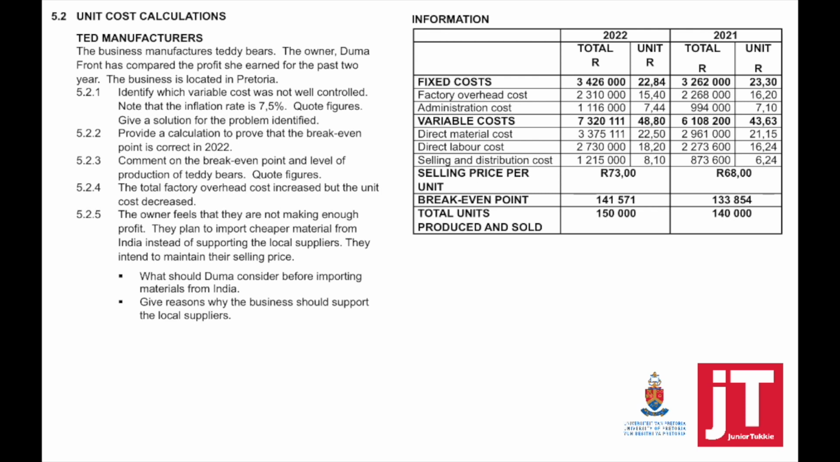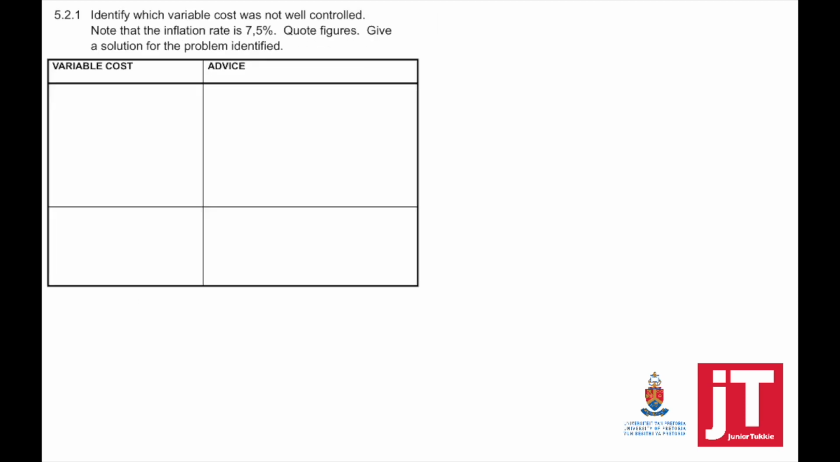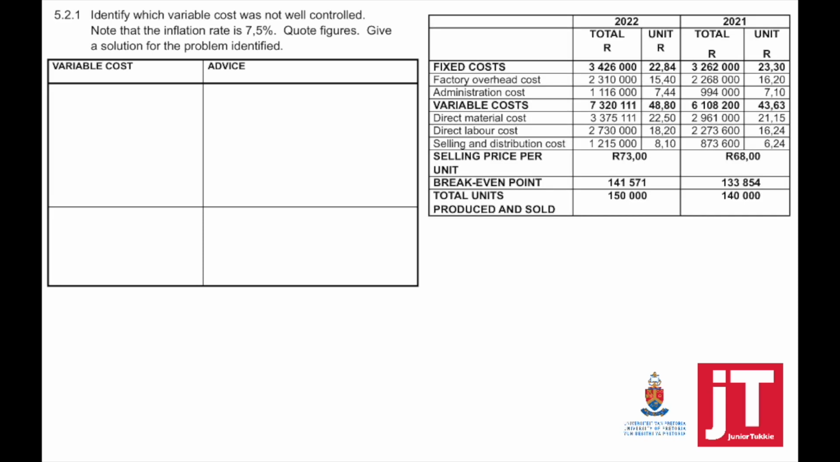And then number 5.2.5, the owner feels that they're not making enough profit. They plan to import cheaper material from India instead of supporting the local suppliers. They intend to maintain their selling price. So we're going to look at all of these questions now individually. Starting with 5.2.1. Identify which variable cost was not well controlled. So when you get this type of question, we need to look at the variable cost and compare last year with this year. And we need to see which one was not well controlled.